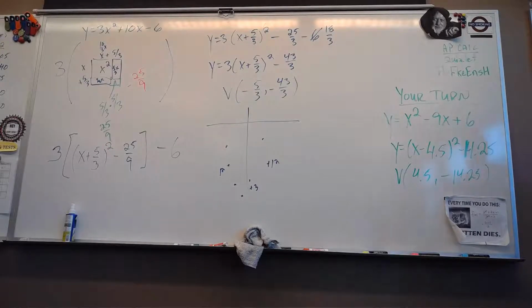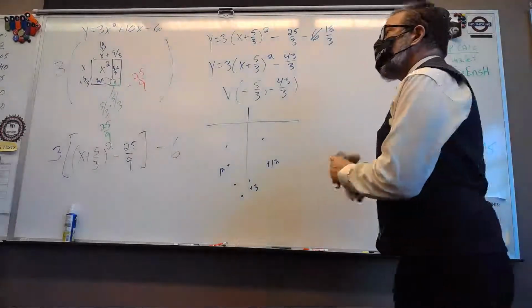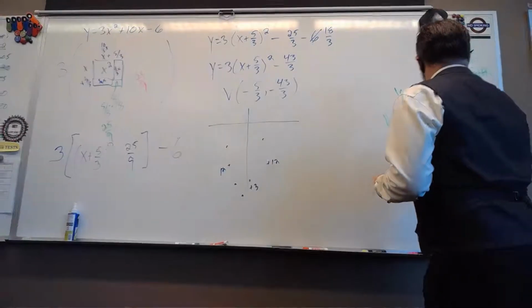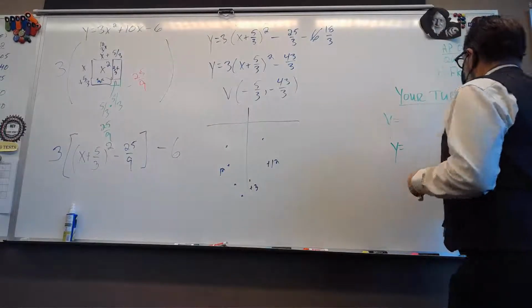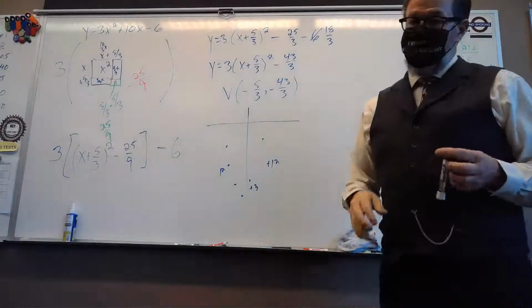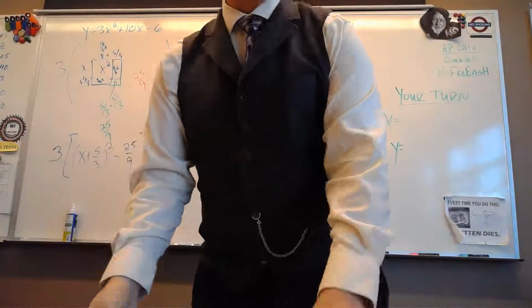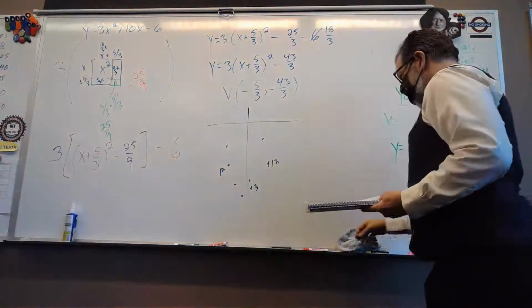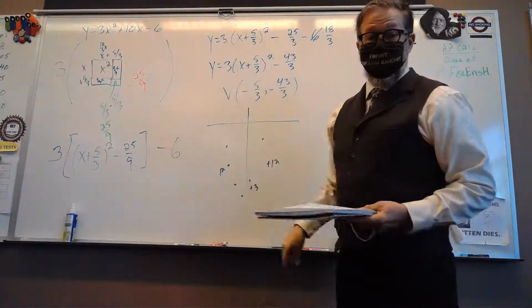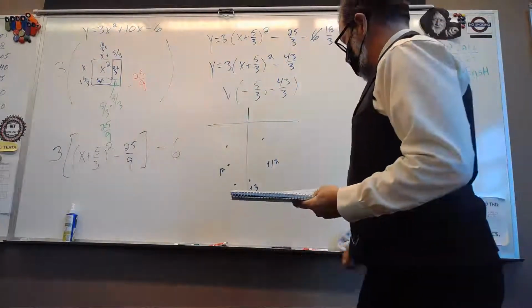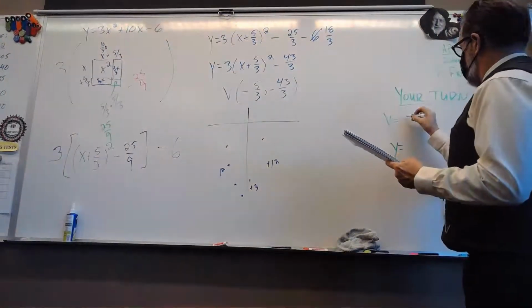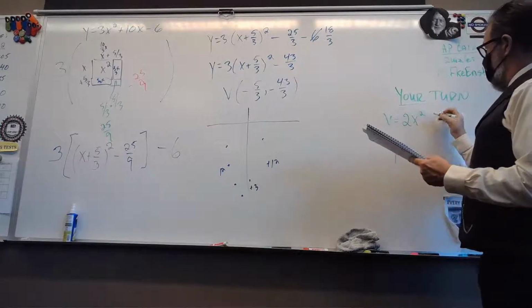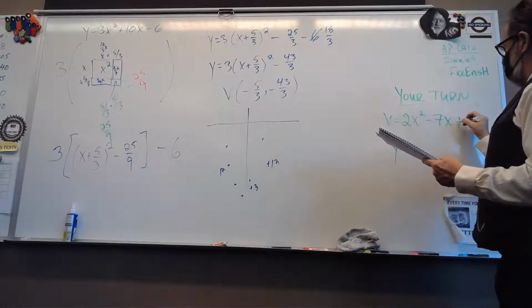Your turn. You do not have to do a quick graph. But I do recommend that you stick with fractions instead of decimals. y equals 2x squared minus 7x plus 2.